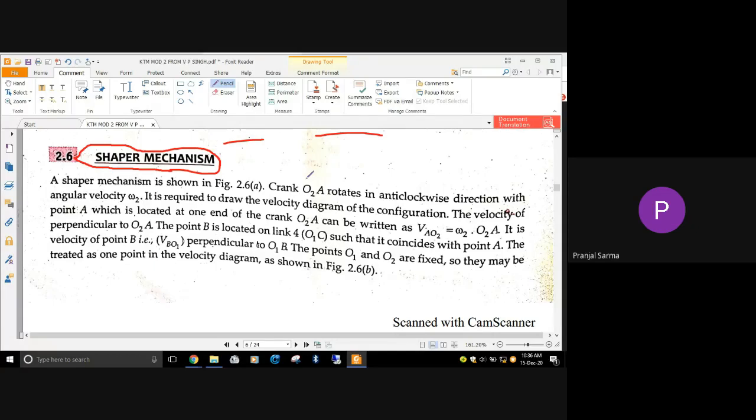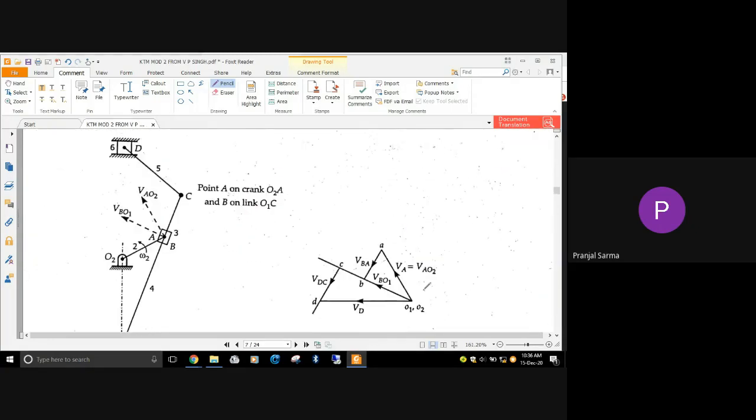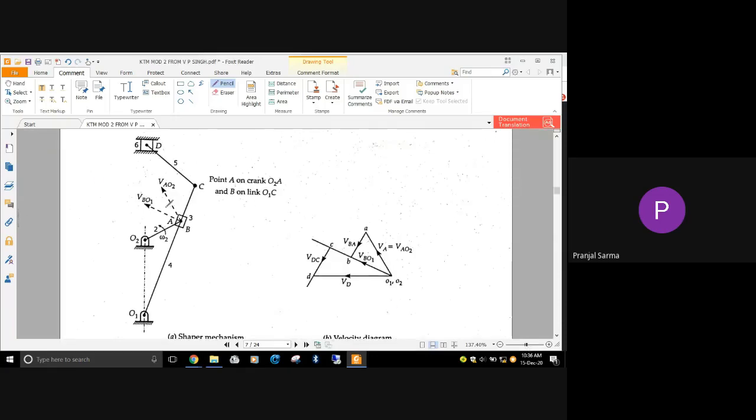Okay, so now once again we have to draw that particular velocity diagram. What is our first task? First task is we have to have the configuration diagram, right? And this one is the configuration diagram for the shaper mechanism. This is the shaper mechanism.